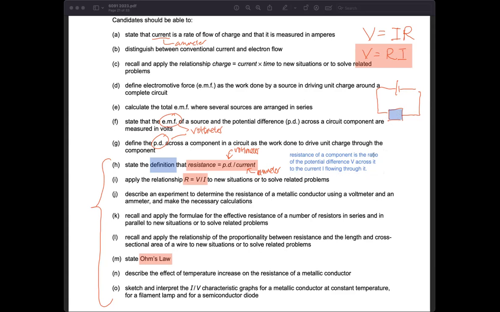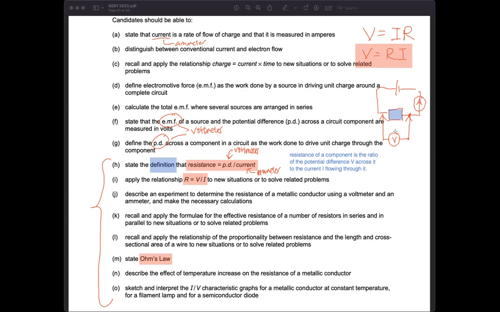Okay, it's basically the ratio of the potential difference. So how do I find potential difference? I put a voltmeter across it. So I actually find the difference of the potential between the before and after that point, the two points before and after the component. Then I also put an ammeter that measures the current that flows through the component.